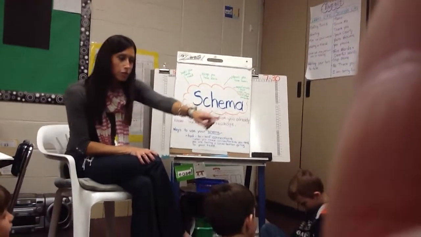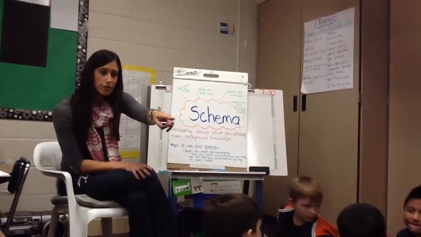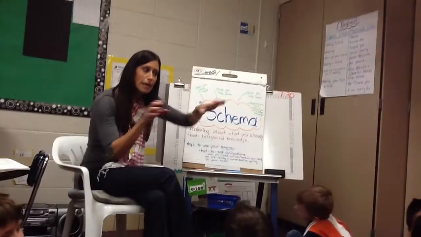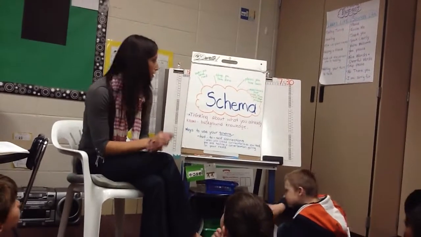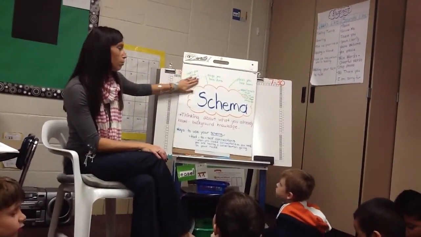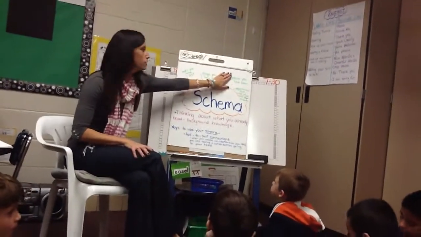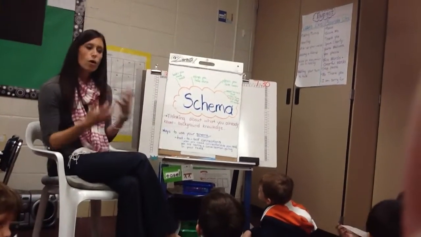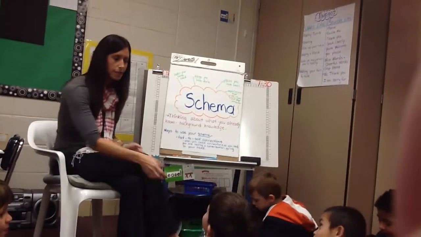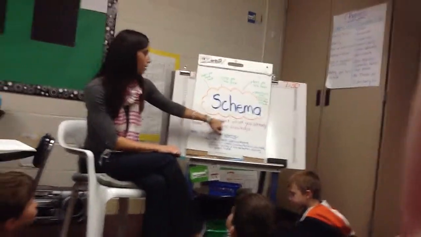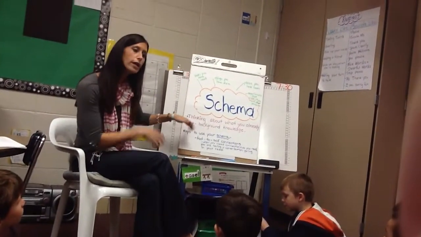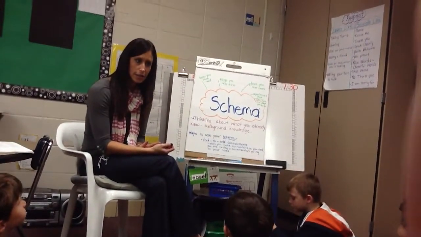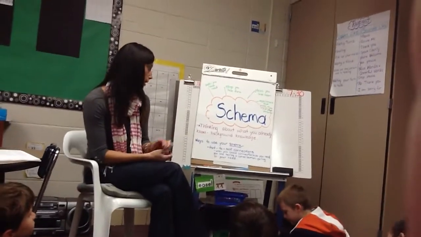Angel's done something different than Caden's done. Rachel's done something different than Gabby. It's stuff that they know that makes up you. All right? So your schema are books you've read, things you've done, places you've been to, and things that make up who you are. Okay? So the definition of schema means thinking about what you already know. It's your background knowledge. You have schema, and you're experts in it. Schema is what you already know, okay?